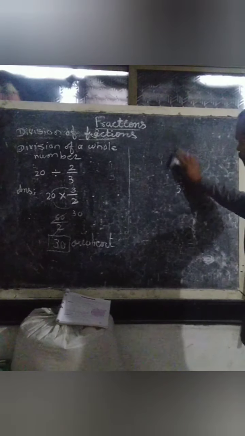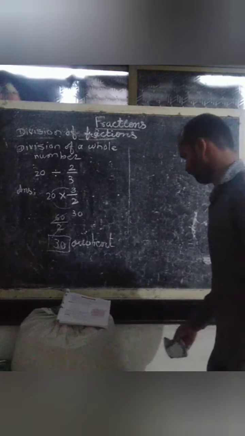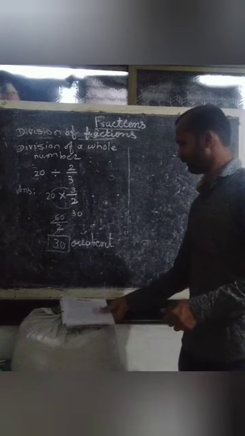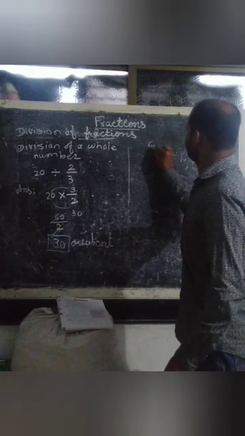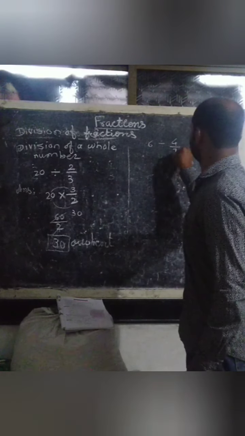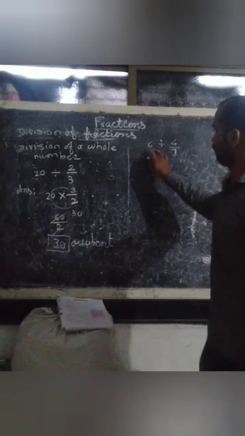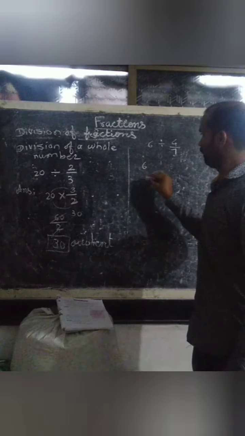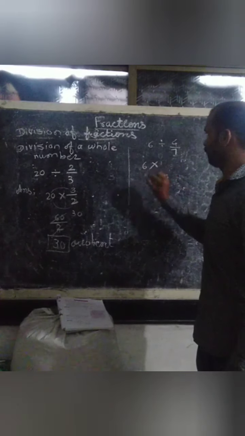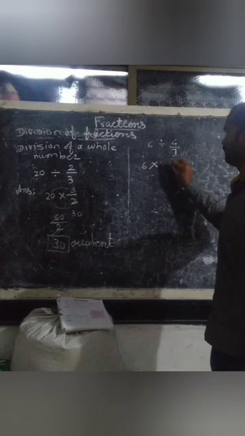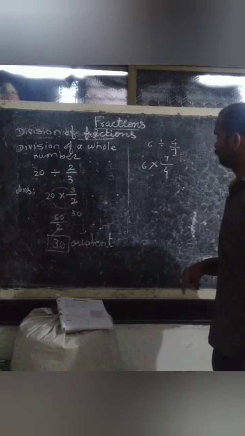Let us see another example. An example from our textbook: 6 divided by 4 upon 7. Here 6 is a whole number, the dividend. The division we have to change into multiplication. The reciprocal of the divisor is 7 upon 4.